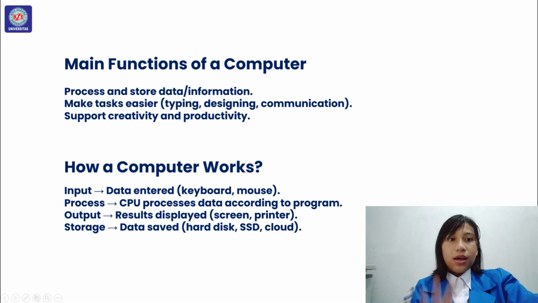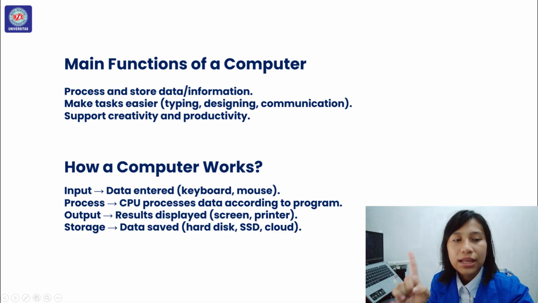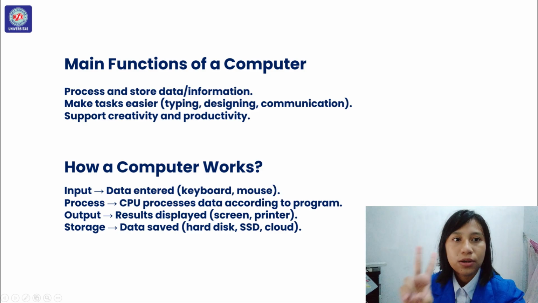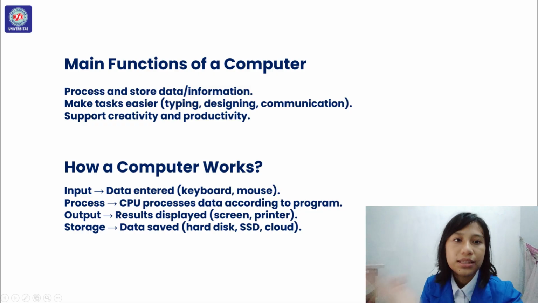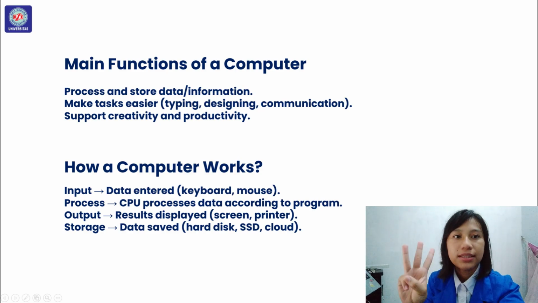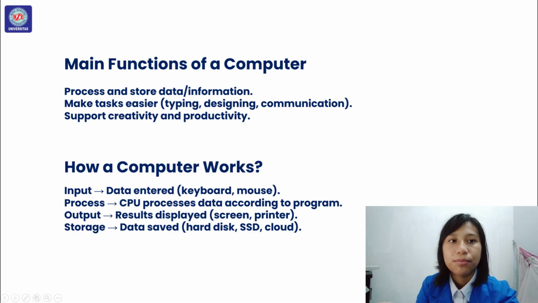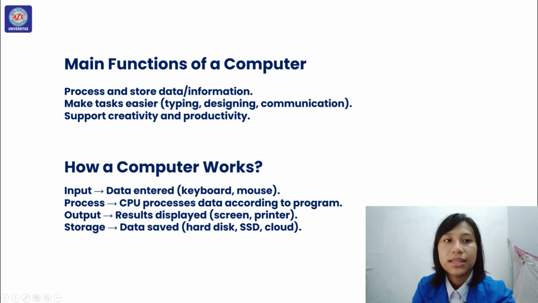A computer works through four steps. First, input. You can input your data or information. Second is process. The data or information you input will be processed by the CPU. And third is the output. You can see the output on a screen like a monitor, or you can print it with a printer. And the last one is storage. You can save the data or information on an SSD or hard disk and more.